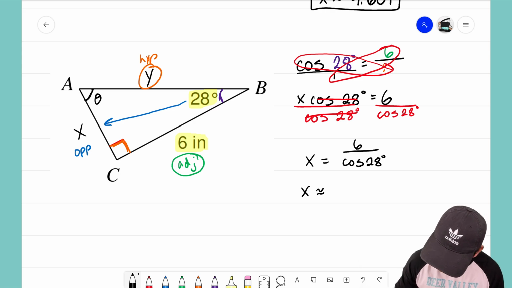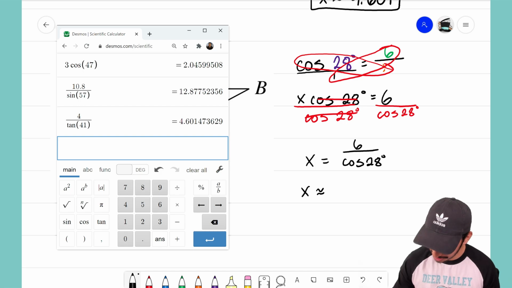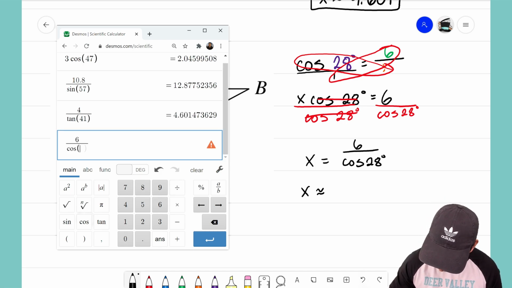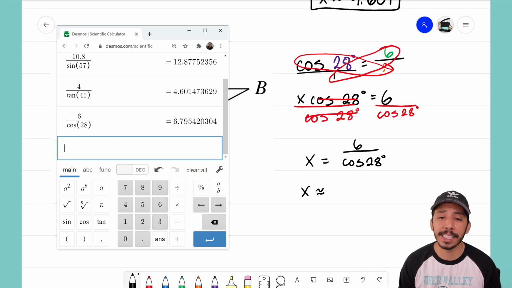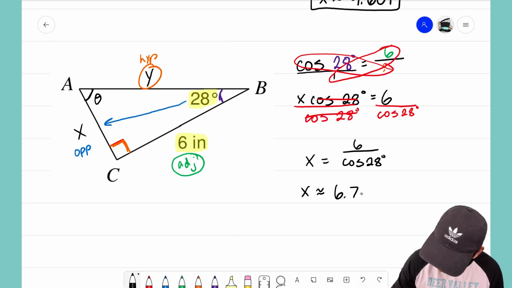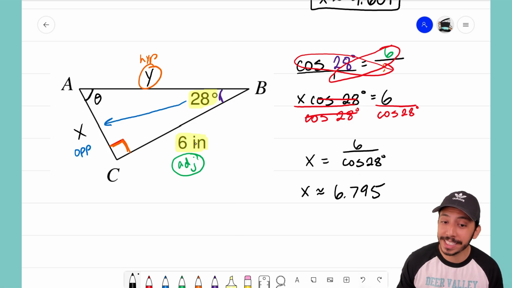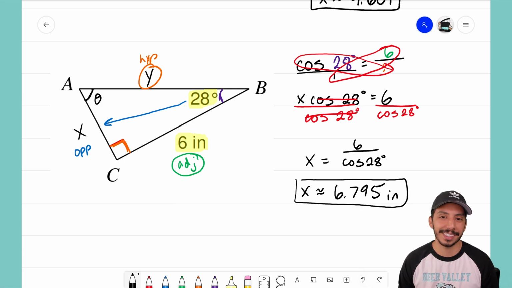Let's throw that into our scientific calculator and let's see what we get for x. So 6 divided by cosine of 28 degrees. We now know that x equals approximately 6.795. We're dealing with inches here as our units, so I will also write that that is inches for x. So there we go. We've solved for x.